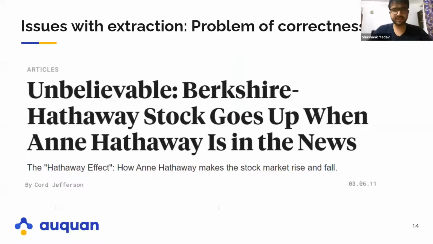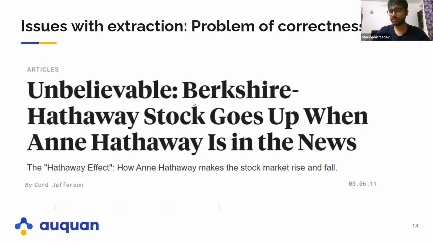This is something that I found really interesting. It is called the Hathaway effect. It was discovered by Cord Jefferson in 2011. What they found was whenever Anne Hathaway was mentioned in the news, the stock price of Berkshire Hathaway went up. Their hypothesis was this happened because naive systems were just searching for the keyword Hathaway, and whenever they found it, they traded on that, and the stock price just went up. So yeah, this has been a problem discovered in the literature. I found it pretty interesting.